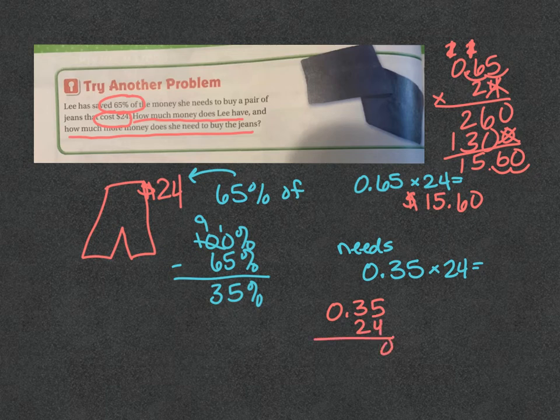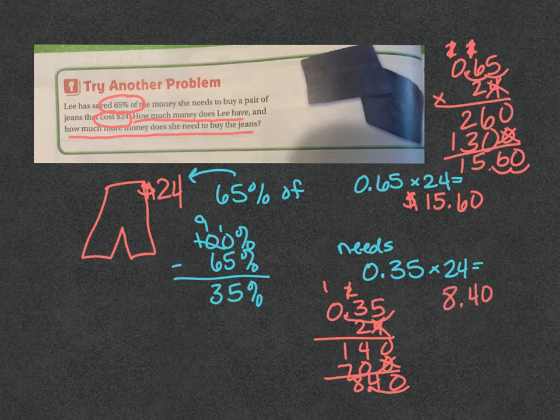And then on this one, how much she needs, I'm going to do 0.35 times 24. 4 times 5 is 20. 4 times 3 is 12, 13, 14 on the carryover. 4 times 0 is 0, plus 1 is 1. Place value. 2 times 5 is 10. 2 times 3 is 6, plus 1 is 7. And 2 times 0 is 0. Add those up. She needs $8.40. Now, again, remember, this is 65%, this is 35%, and all totaled, it was 100%.